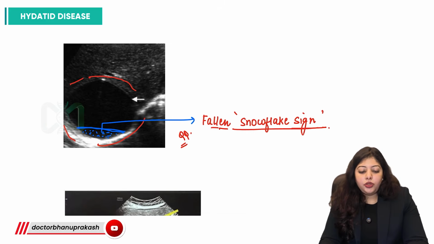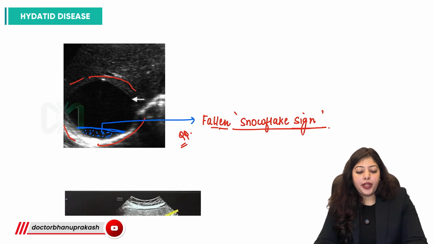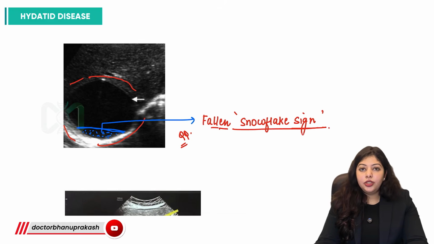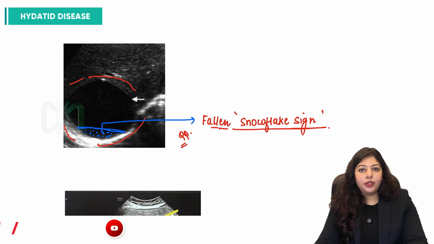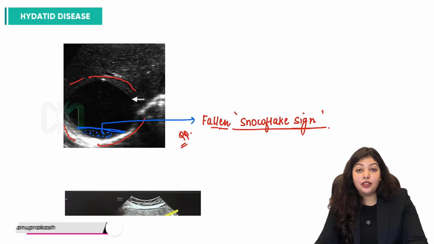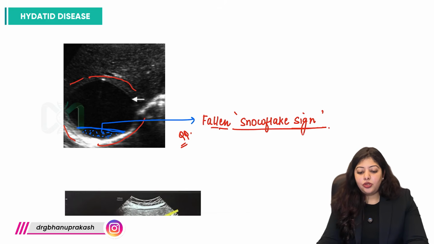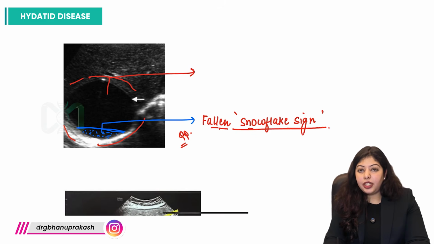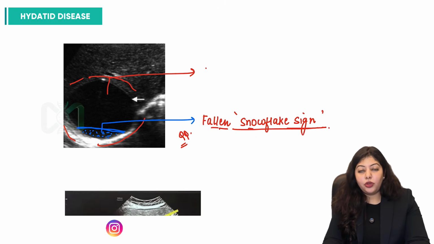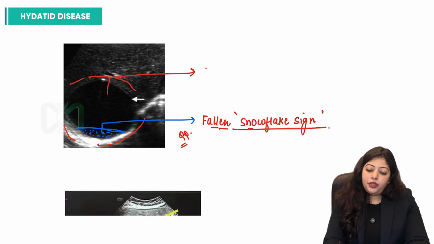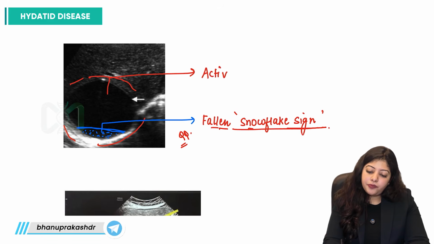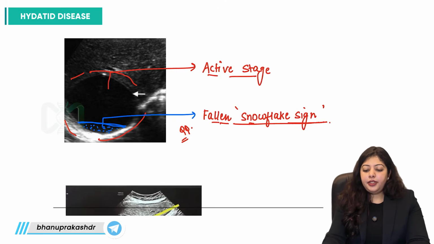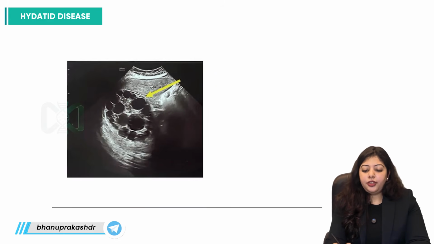the ultrasound. Also, ultrasound helps us know whether the presence of the cyst is in an active stage. So it helps us understand these different stages of the disease. So we must also know that this fallen snowflake sign, if seen, and you see the protoscolices fallen down, this is one of the active stages of the cyst, right?